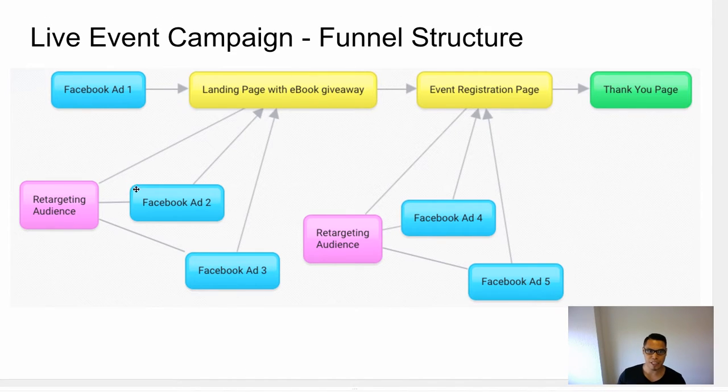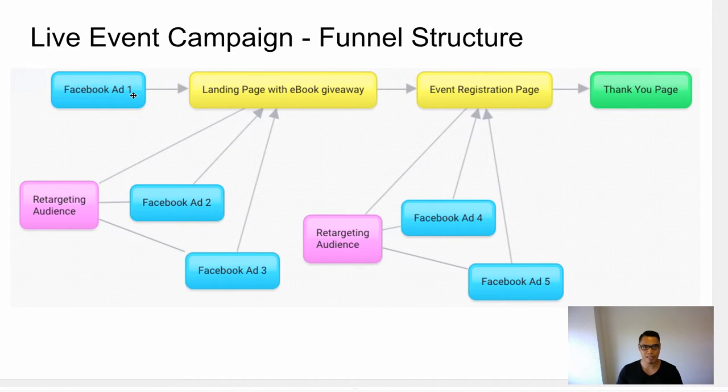So coming from Facebook ad number one, it is a very basic ad, an image that says this is an ebook, and you have the option to download this ebook. All you have to do is click on the ad, go to the landing page, put your details, and you would be able to download this free information. So pretty basic. That's Facebook ad number one.